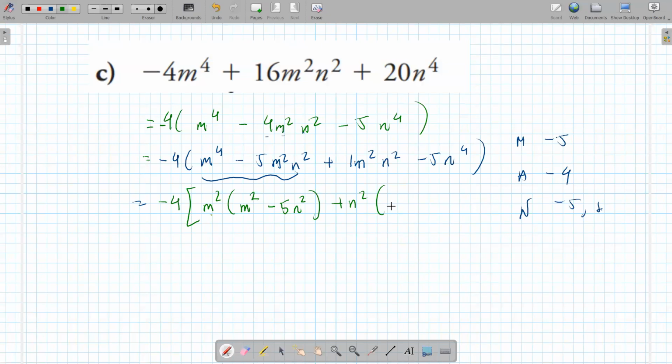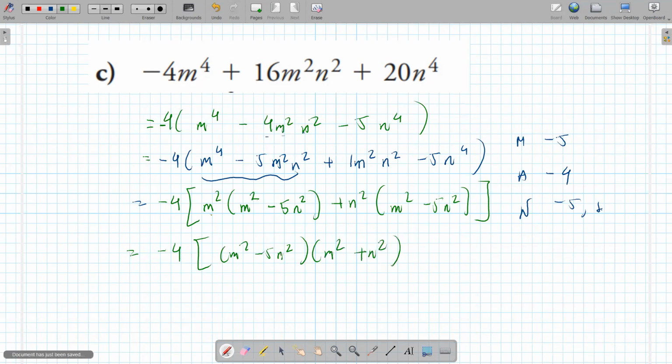m squared minus 5n squared. Yes, like that. And then we're going to pull out this entire bracket. So we have m squared minus 5n squared and m squared plus n squared, like that. And we're pretty much done.